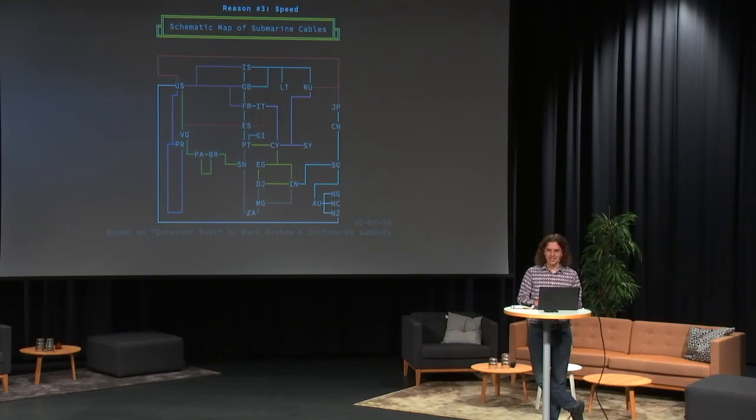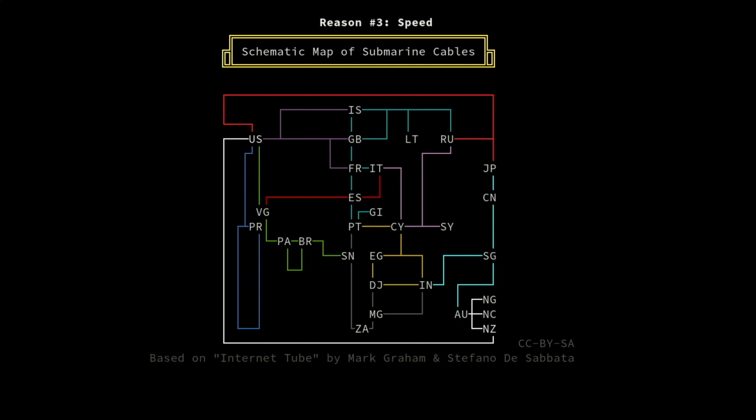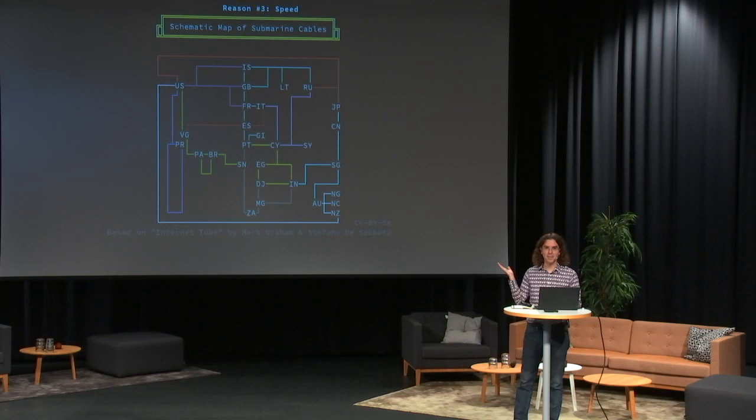Reason number 3, speed. A lot of our developers are spread throughout the world, and we have one Gerrit server, and it's located in Dallas, Texas. So if you're in Dallas, Texas, it's great, and if you're in New Zealand, it's not. This is a schematic map of the submarine cables of the internet. I believe it's extremely accurate. And as you can see, the United States and New Zealand are very far apart on this map. As they are on most maps.